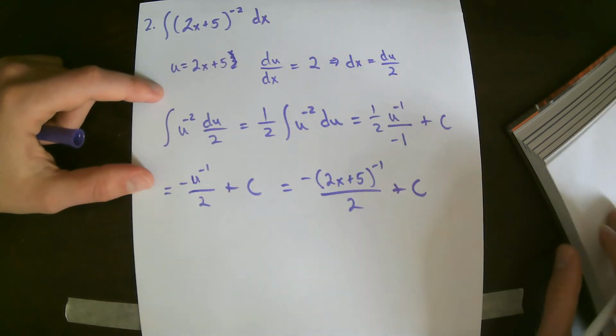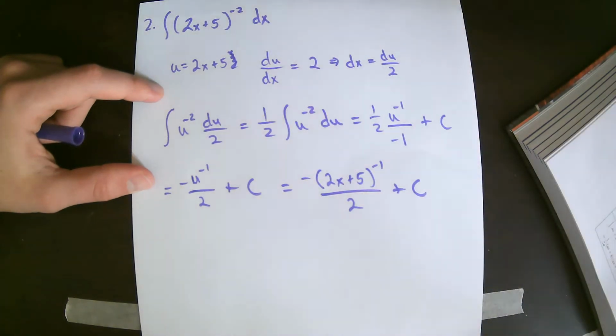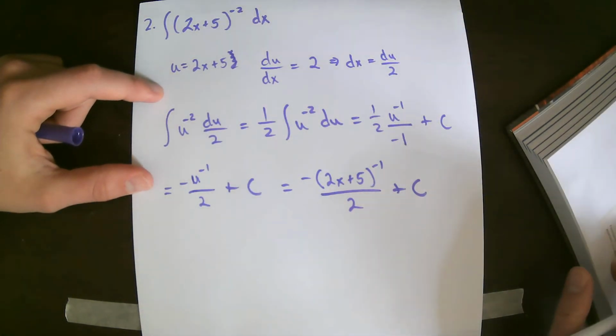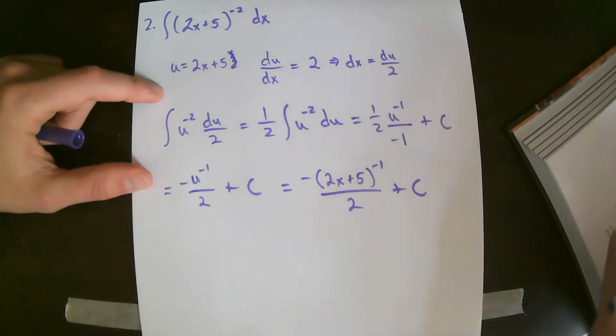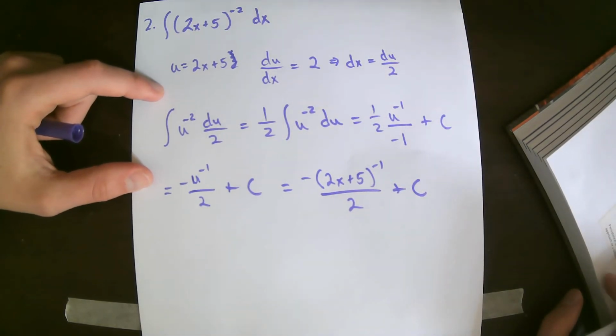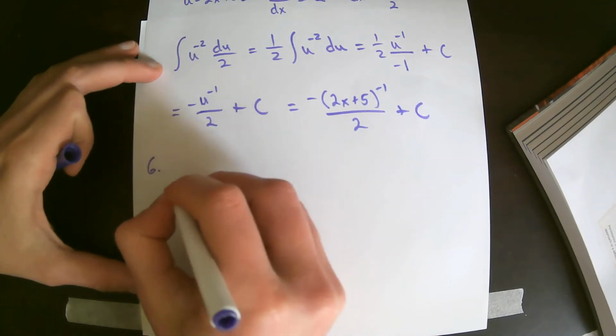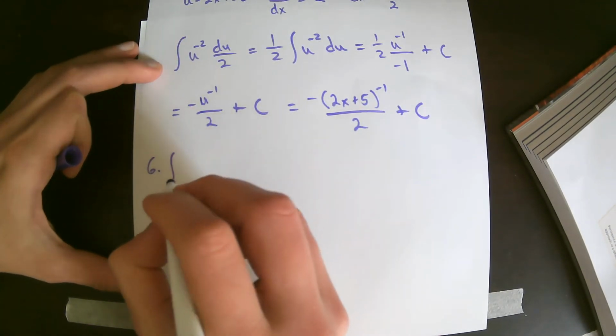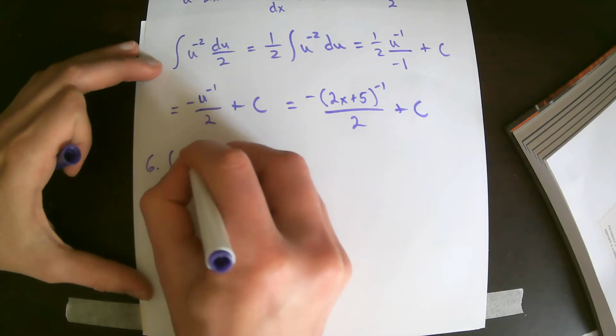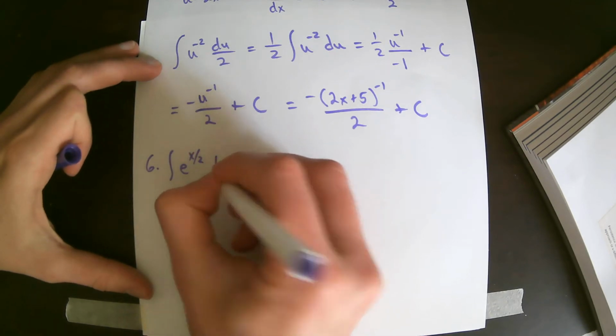Okay, they're talking about some sort of shortcut in the next few problems. You don't need a shortcut. Let's try number 6, another straightforward one. E to the x over 2 dx.